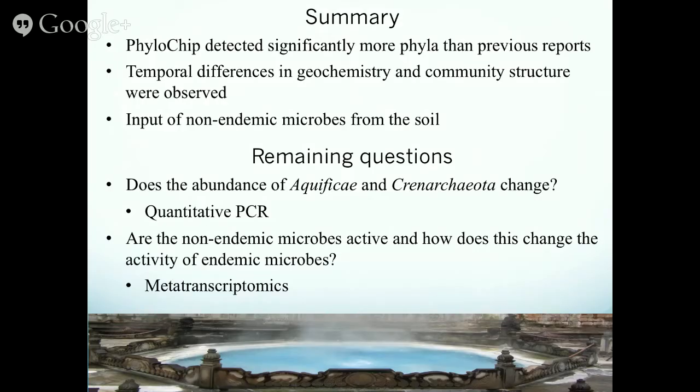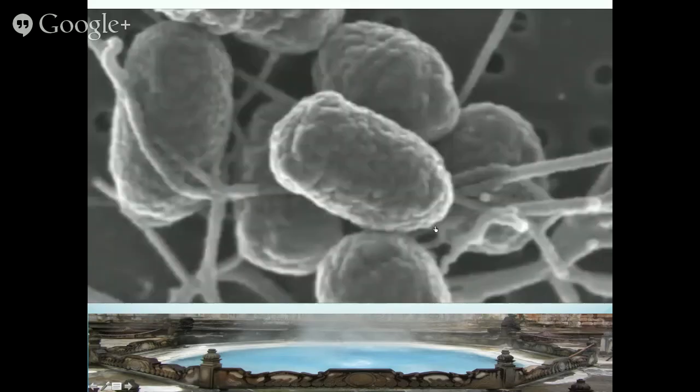So there are a number of questions that still remain that we're actively trying to pursue, such as, does the abundance of the Aigarchaeota and the Crenarchaeota change? So we're going through and doing quantitative PCR of these through this time series. Also, are the non-endemic microbes active? Are they actually surviving in this environment? Or if they are, how are they changing the activities of the endemic microbes during these high rain events? And so we're in the process of doing metagenomics and metatranscriptomics analysis of these particular springs.